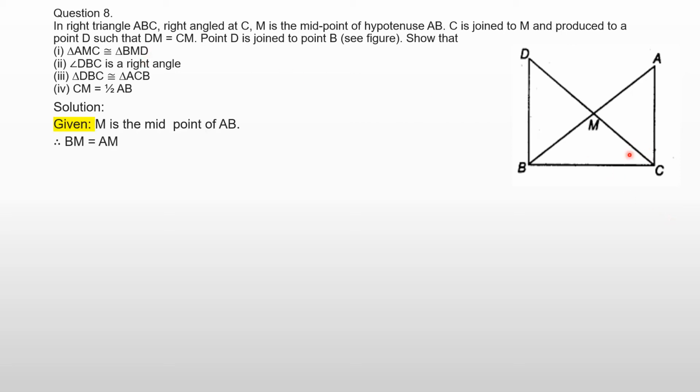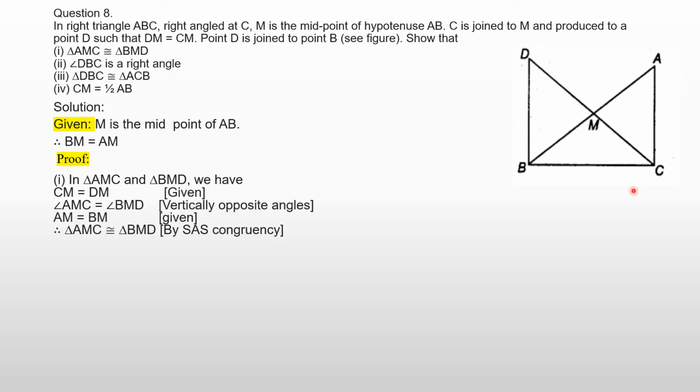Now see what is given to us. M is the midpoint, so AM is equal to BM. This is also given to us. This we have not mentioned, we can mention it, that DM is equal to CM. Now the proof. See the proof. These 4 points we need to prove.